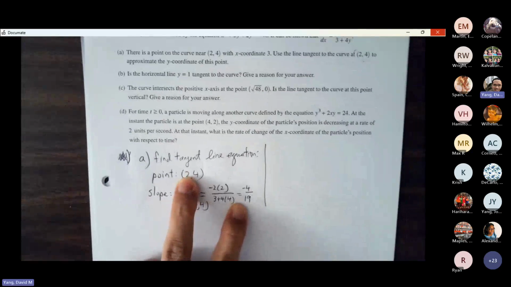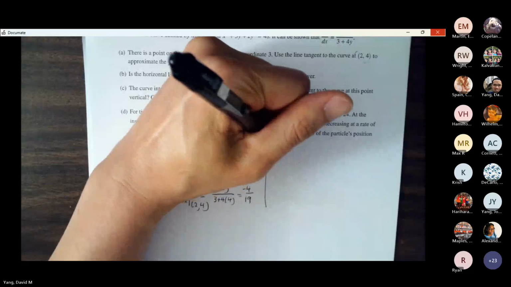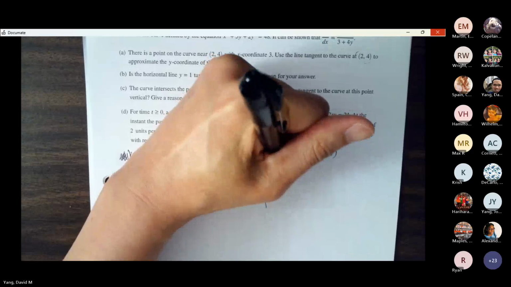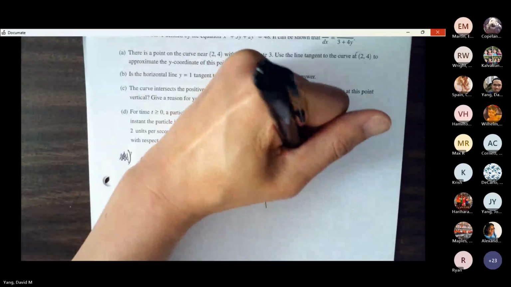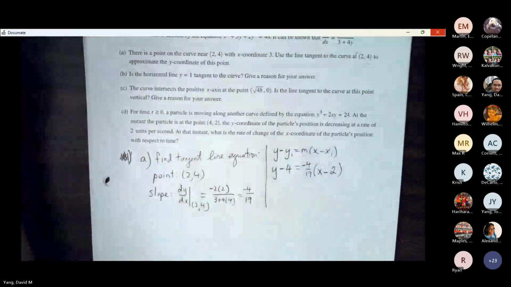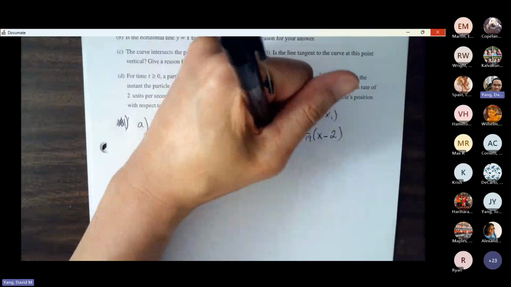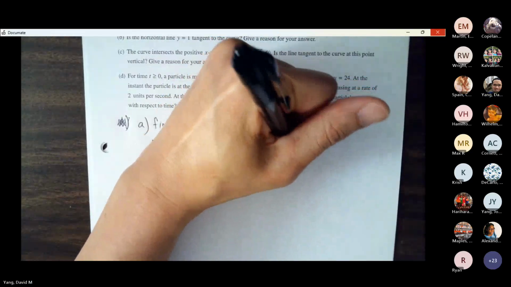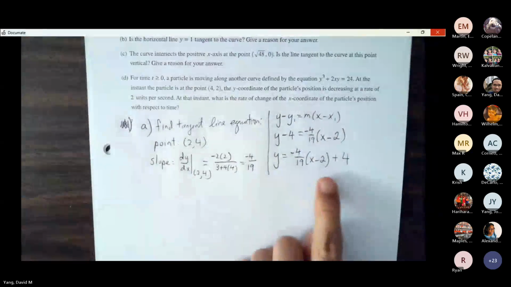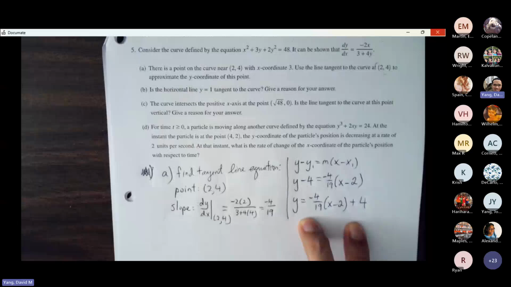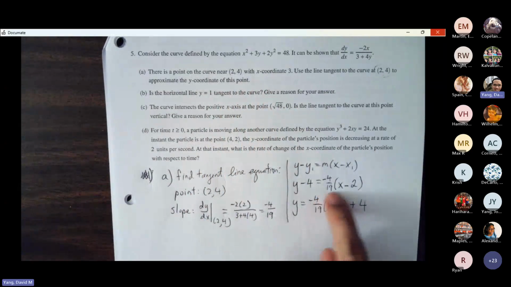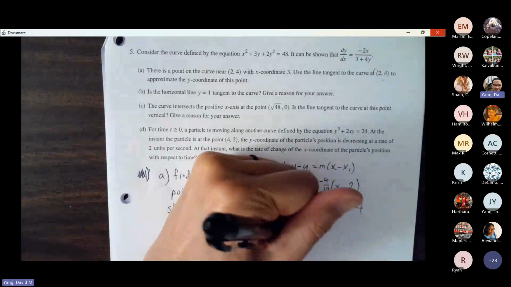Okay, there's my ordered pair, there's my slope, point slope form. Let me get y by itself. So once I have my tangent line equation, I'm going to now do my linear approximation. So I can plug 3 into the x and get my approximated y value.